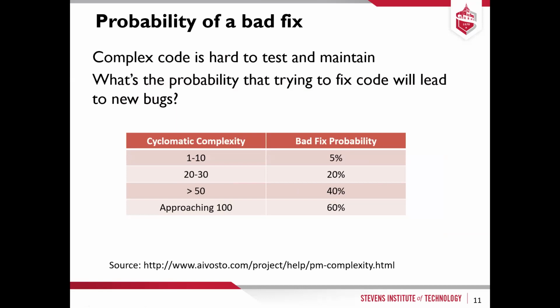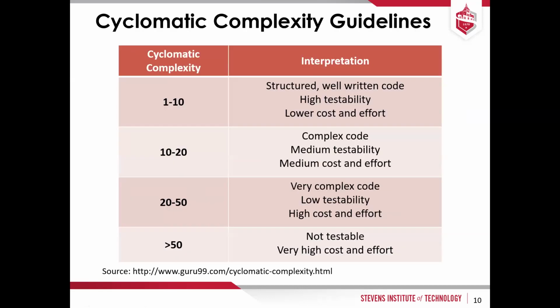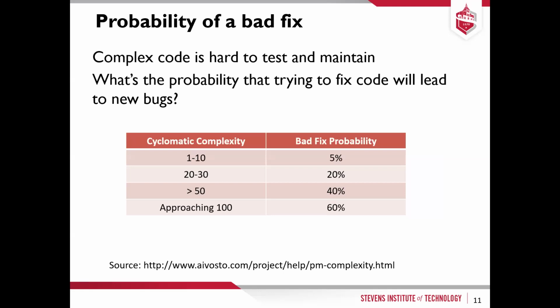There is a report that talks about the bad fix probability. If I'm working with something between 1 to 10 CC, remember we said that is good code. It has high testability with lower cost and effort. In that case, the chance of bad fix probability is only 5%. That means 5% of the bugs may not be fixed properly.